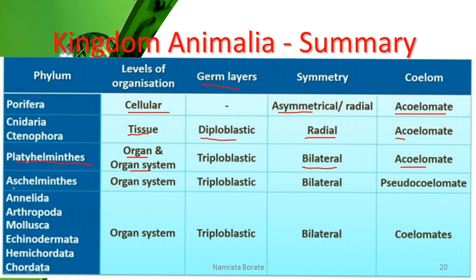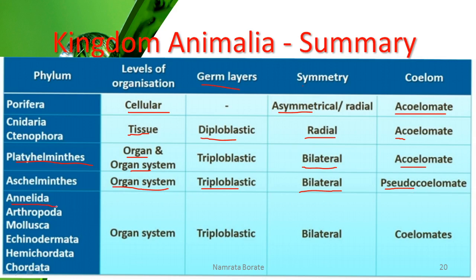Next is Aschelminthes. What are Aschelminthes? Their level of organization is the organ system level. These organisms are triploblastic, meaning they consist of three germ layers. It shows bilateral symmetry, meaning two identical halves. And the coelom is a pseudocoelom, meaning there is a false body cavity.